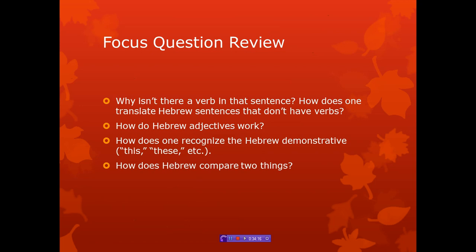Okay, let's just step back. There was a lot of material in there and quite a few examples. These are the focus questions we originally took up in the first slide. Why isn't there a verb in that sentence? How does one translate sentences that lack a verb? And so we looked at some of these verbless sentences, and we also looked at predicate adjectives, which are also themselves verbless sentences. How do Hebrew adjectives work? Okay, so we looked at the two kinds of adjectives: attributive first, and then predicate next.